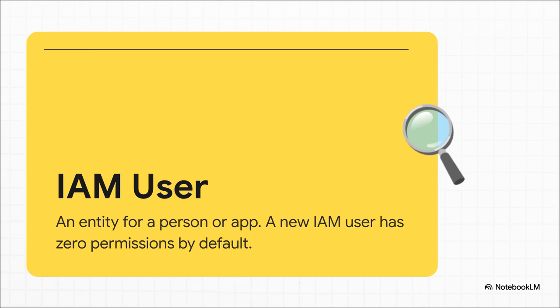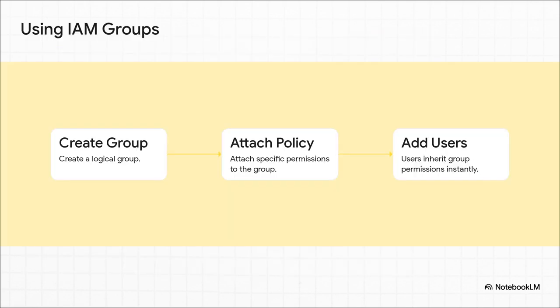But here's the most crucial detail. A brand new IAM user has absolutely zero permissions by default. I mean, nothing. This is AWS's incredibly strict security-first approach. If you create a brand new user named AI_engineer, they can't do a single thing in your account until you explicitly attach a policy that grants them permission. But let's be real, managing users one by one, total nightmare, especially as your team grows.